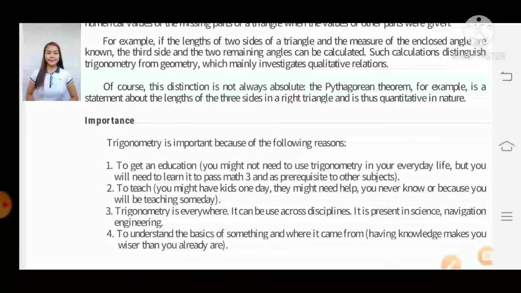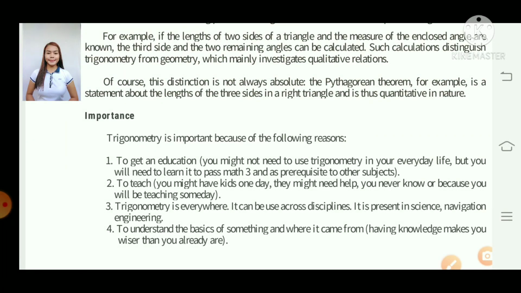For example, if the lengths of two sides of a triangle and the measure of the enclosed angle are known, the third side and the two remaining angles can be calculated. Such calculations distinguish trigonometry from geometry, which mainly investigates qualitative relations. Of course, this distinction is not always absolute. The Pythagorean theorem, for example, is a statement about the lengths of the three sides in a right triangle and is thus quantitative in nature.